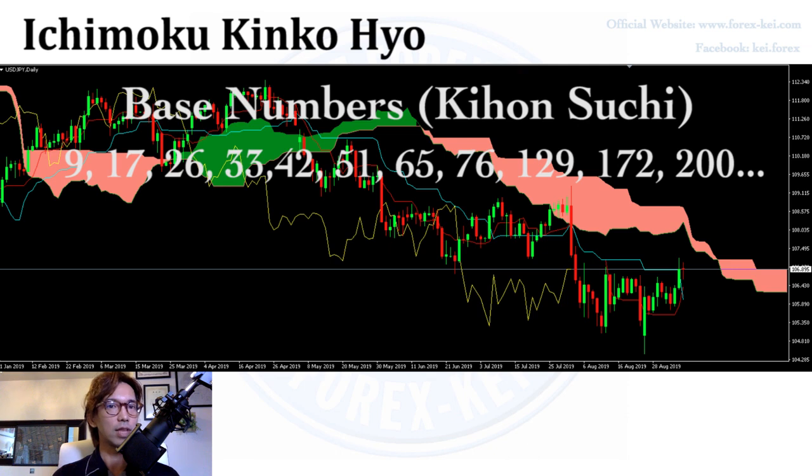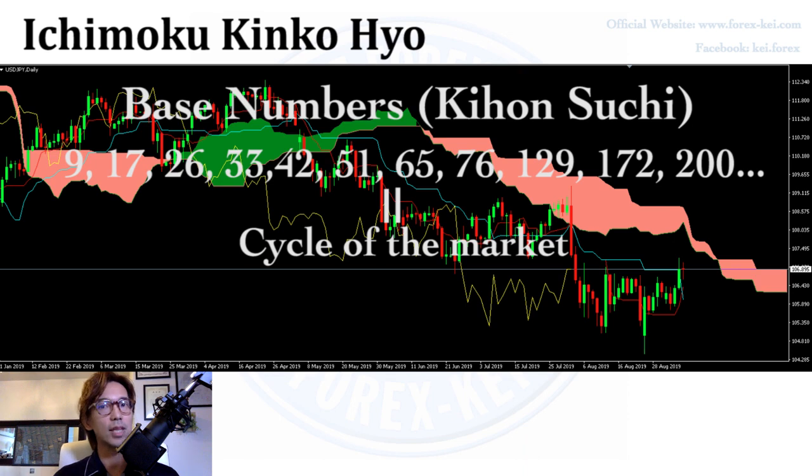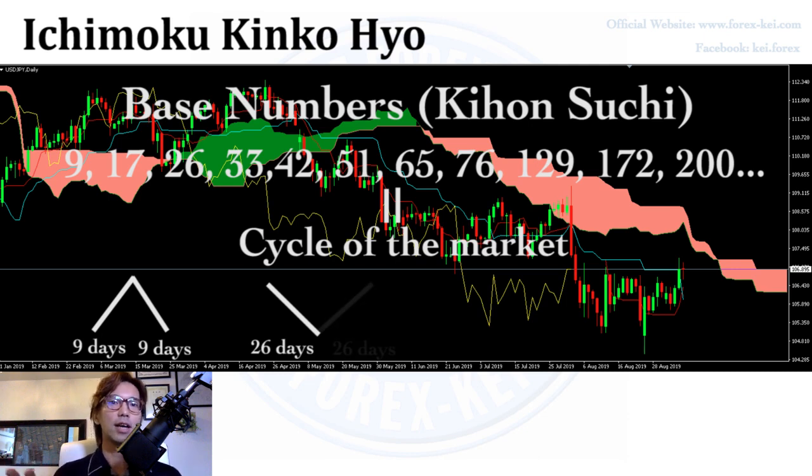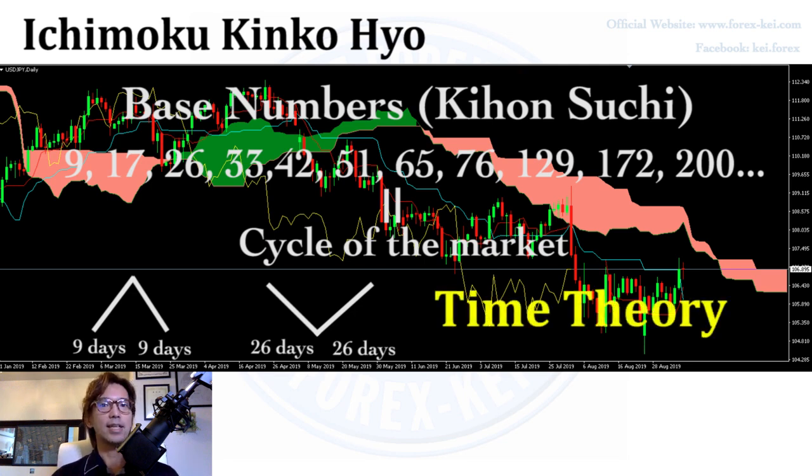And in Ichimoku theory, these numbers are the typical cycles of the market, like 9 candles can be one cycle, or sometimes 26 candles can be one cycle. For example, if the bull trend lasts for 9 days, then a bear trend would appear for the next 9 days. Or if it takes 26 days to go bearish and the price marks the lowest, then from that lowest pushback, it would take another 26 days to go bullish to come back to where it started, things like that. This law of cycle is called time theory, and it's one of the most important 3 theories in Ichimoku Kinko Hyo.